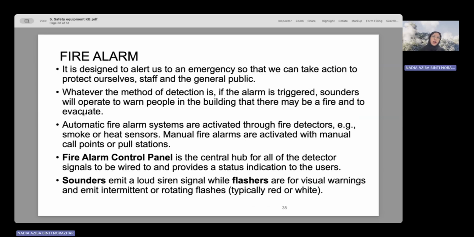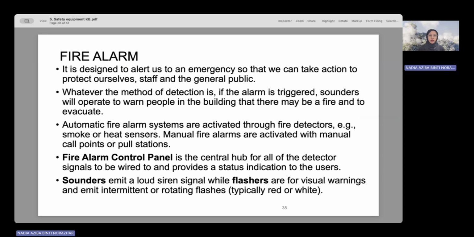Next is the fire alarm. It is designed to alert us to an emergency so that we can take action to protect ourselves, staff, and the general public. So whatever the method of detection is, if the alarm is triggered, sounders have to warn the people in the building that there may be a fire and also to instruct them to evacuate.